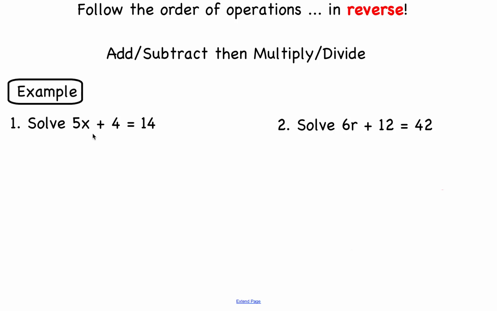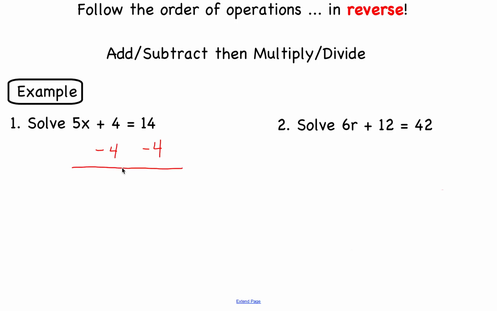So we're going to start off. We have 5x plus 4 equals 14. So remember, we're using the reverse order of operations, so any additions and subtractions get done first. So this plus 4 has to go. So the inverse operation of adding 4 is subtracting 4. So remember, we have to do the same operation on both sides. Keep your equal sign vertically aligned.